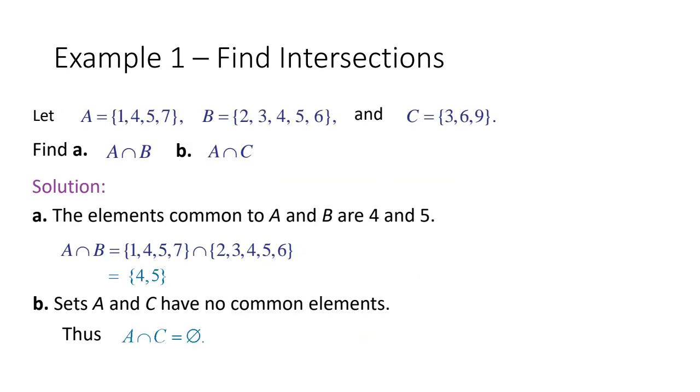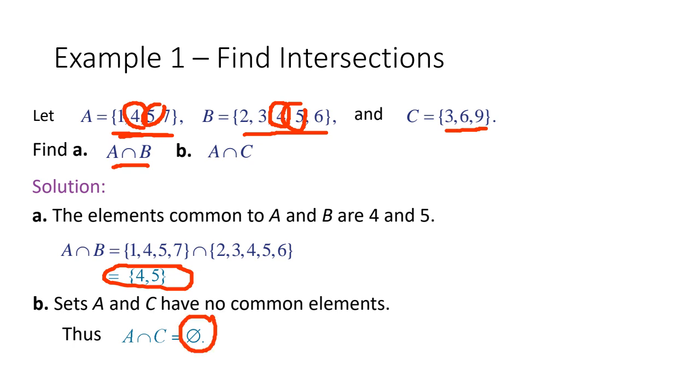Okay, let's do one last one. If we have A is 1, 4, 5, 7, and B is 2, 3, 4, 5, 6, what is A intersected with B? They want to know what are the common elements. A has 4, and B has 4. A has 5, and B has 5. And that's all that they have in common. For A and C, C is 3, 6, 9, and A is 1, 4, 5, 7. They have nothing in common, so we use the empty set. When you have no common elements, we use the empty set.